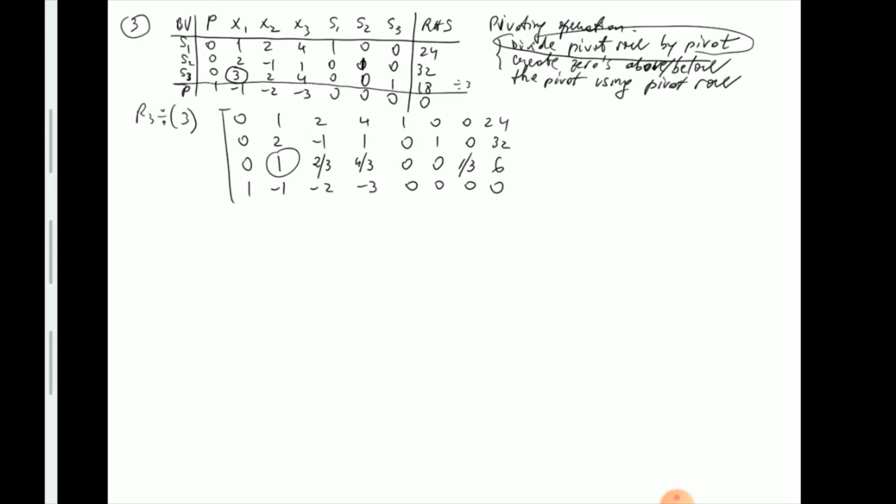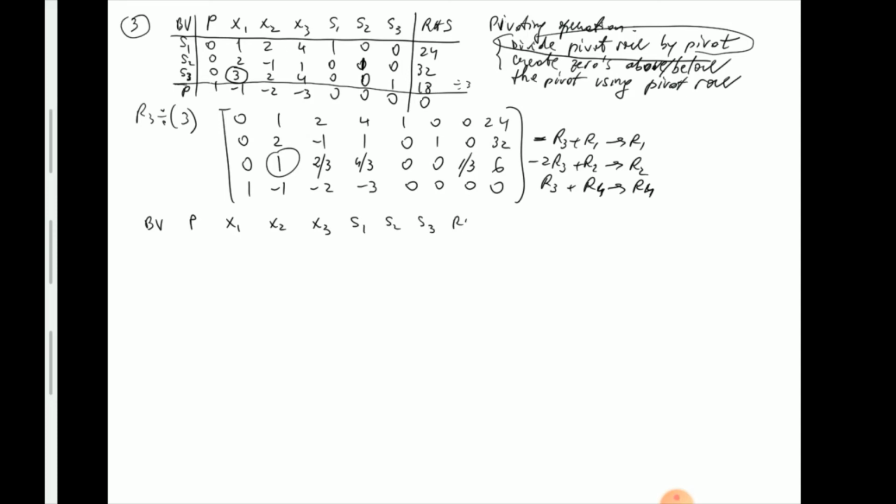On the next step, let's close the matrix here so we can separate it from the rest. We're going to do zeros above and below the pivot. So we're going to do minus row 3 plus row 1, and that will change row 1. Minus 2 row 3 plus row 2, and that's my new row 2. Row 3 plus row 4, and that'll be new row 4. This is the simplex tableau after the pivoting operation. Now you can write the labels because you're going to potentially need them. Again, once you get used to the process, you can skip these labelings, but don't do it until you actually get used to the whole process. Let's pay attention to how these rows change.